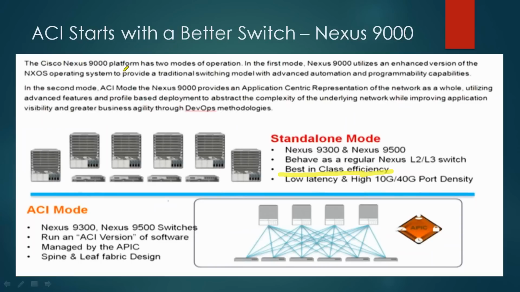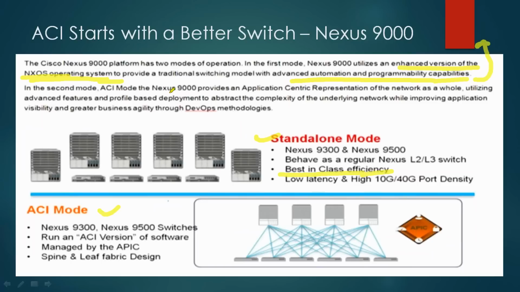So the Nexus 9K platform has two modes: standalone and ACI. Nexus 9K utilizes an enhanced version of the NX-OS operating system. That's the key. We have the enhanced version of the operating system to provide a traditional switching model with advanced automation and programming. Because I have very good hardware, I can do the programming. Because I have a modern ASIC inside, I can do the automation and programming. I can enable new capabilities. That's the key we have.